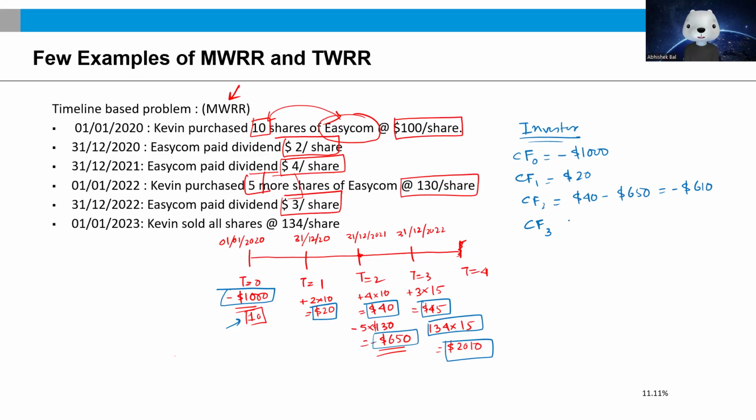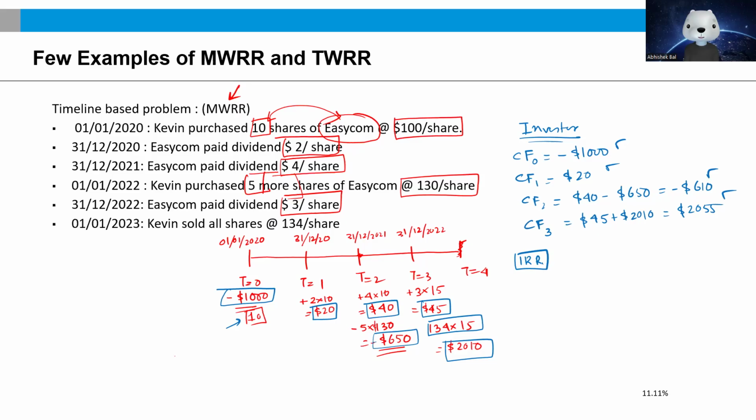And the fourth cash flow, or the end of the year 3 cash flow, happens to be $45 plus $2010, taking the tally to $2055. So we've got all the 4 cash flows. All that we are required is to calculate the internal rate of return.